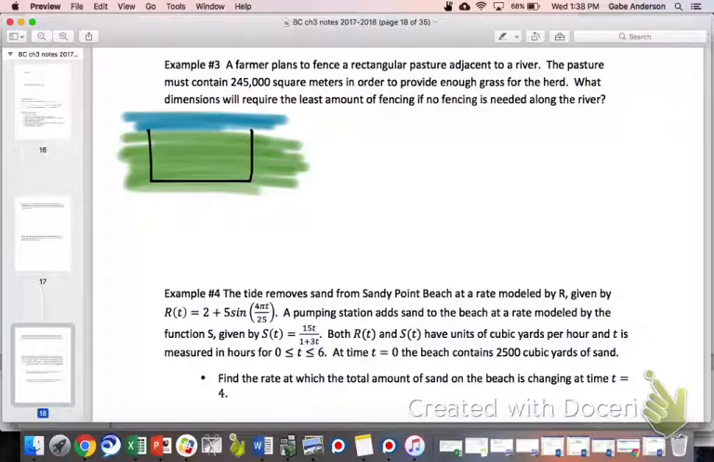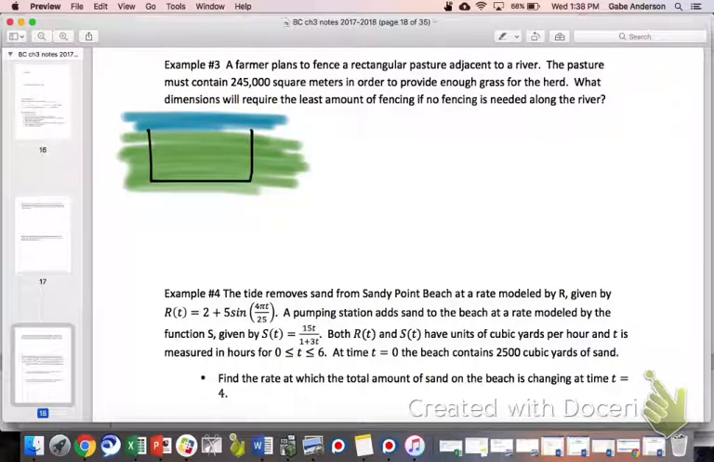But somewhere along in here, we need to come up with an equation expressing the quantity that we're trying to, in this case, minimize, right? Because we're trying to minimize the amount of fencing he has to buy. So what could I write down that would express the amount of fencing that this farmer has to buy? 2x plus y equals a.